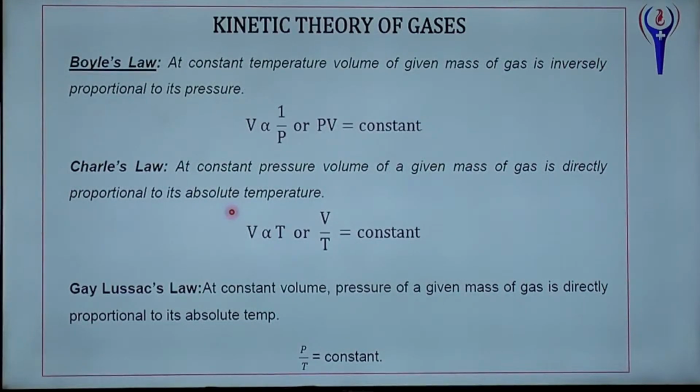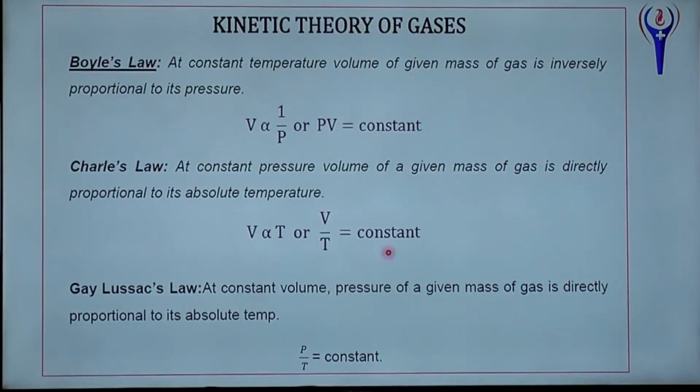Celsius, Kelvin, Fahrenheit. And absolute temperature means temperature measured in Kelvin. That is only absolute temperature. Temperature may be in degrees Celsius or Fahrenheit, but you must convert to Kelvin. That is the SI unit. Then, at constant pressure, volume of a given mass of gas is directly proportional to absolute temperature. V is proportional to T, or V by T equal to constant.